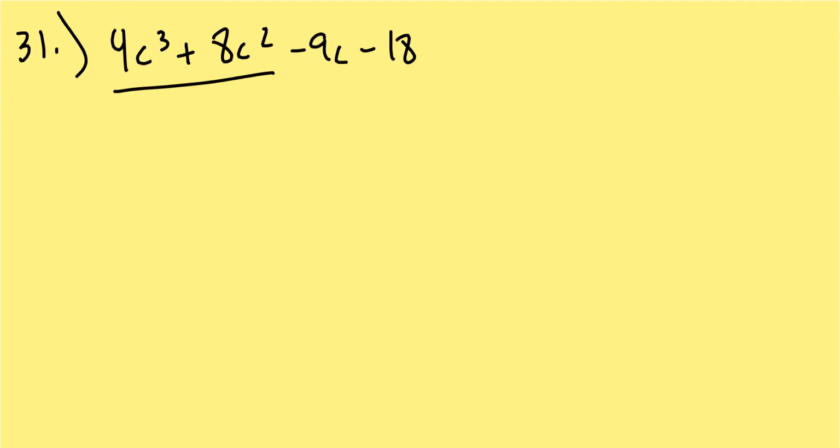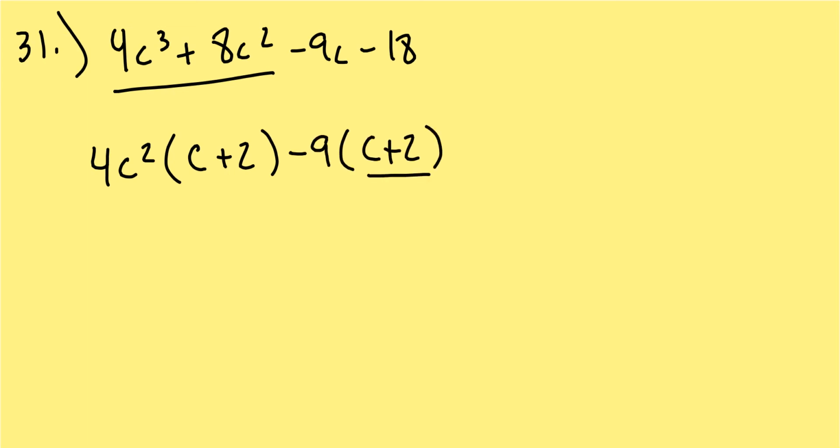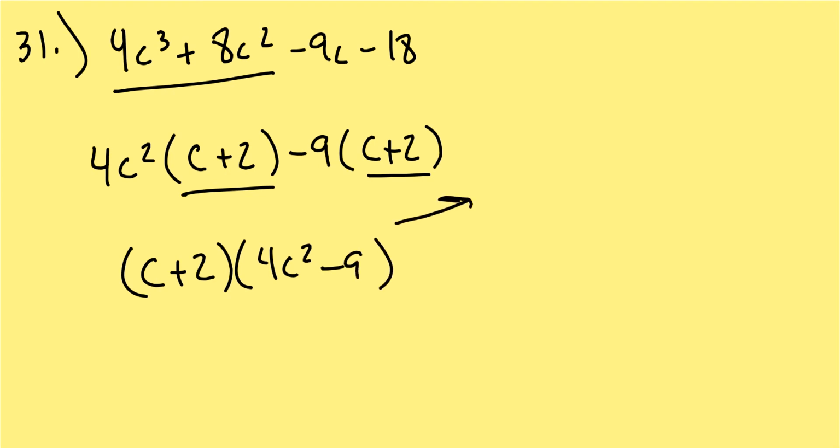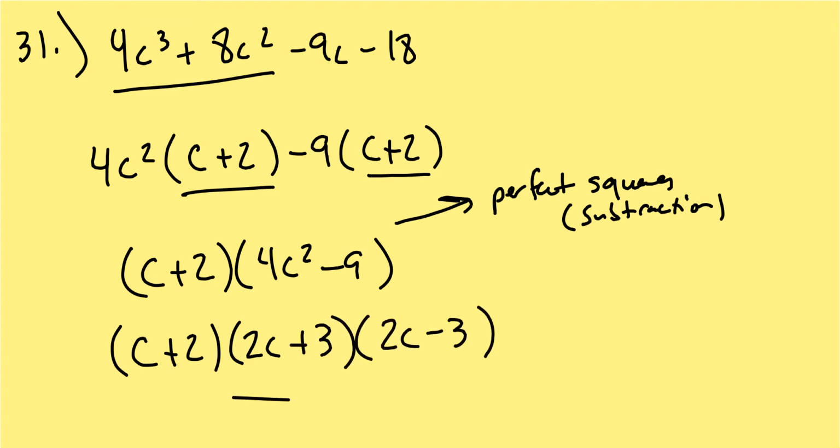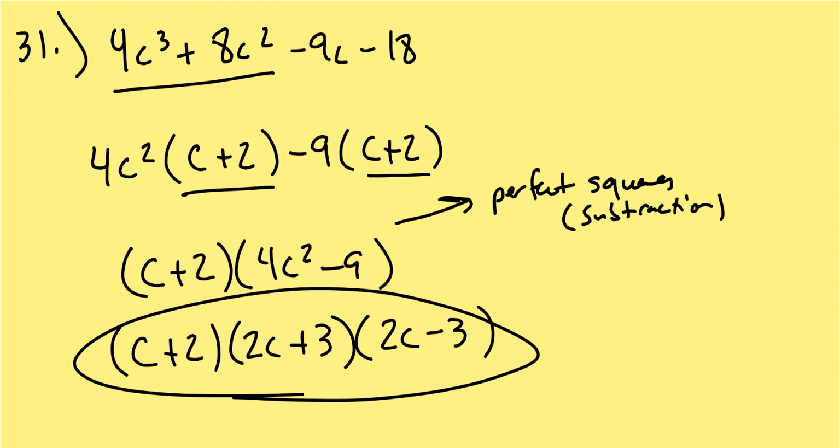Alright, so once again, I'm factoring by grouping. I look at the first two. I take out a 4c squared, which leaves me with c plus 2. I take out the minus 9, which leaves me with c plus 2. They match, so I have c plus 2. I have 4c squared, which is perfect, minus 9, which is perfect. So I have perfect squares with subtraction. So I end up with c plus 2, 2c plus 3, 2c minus 3. I add the square roots, subtract the square roots. And that's it for 31.